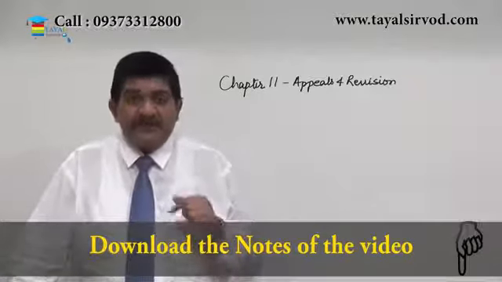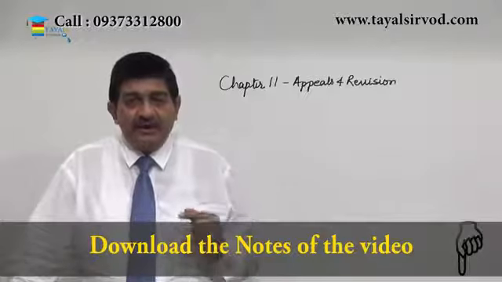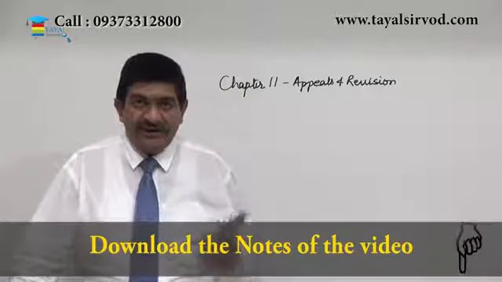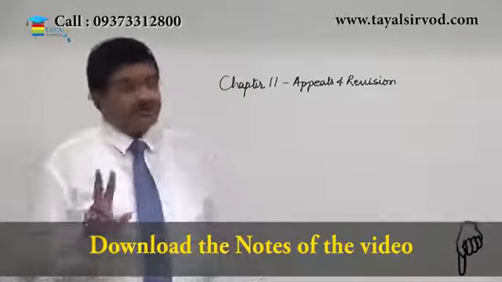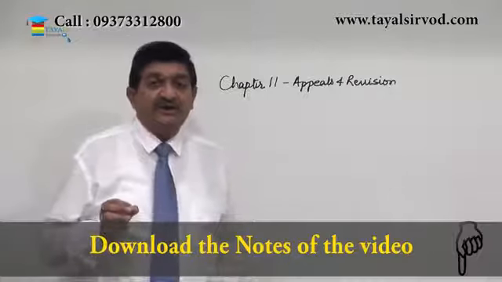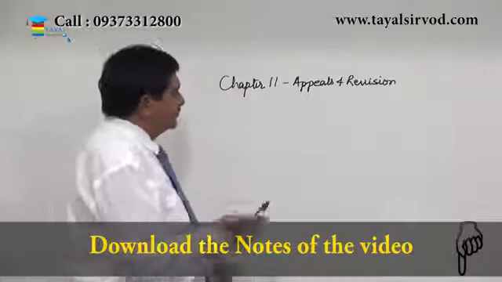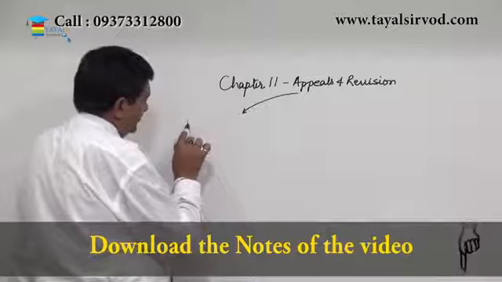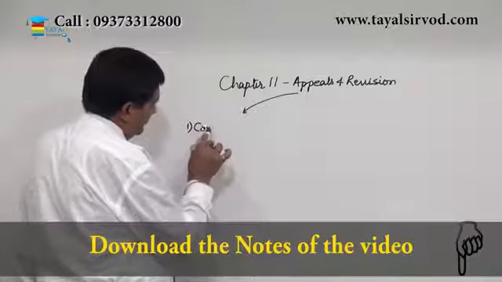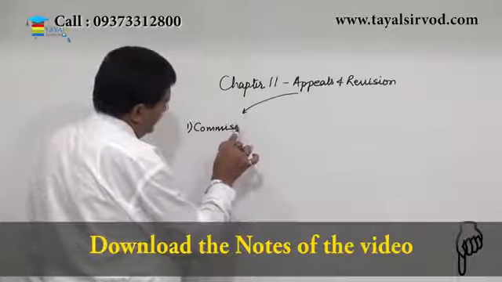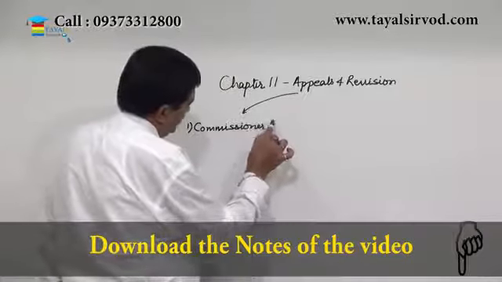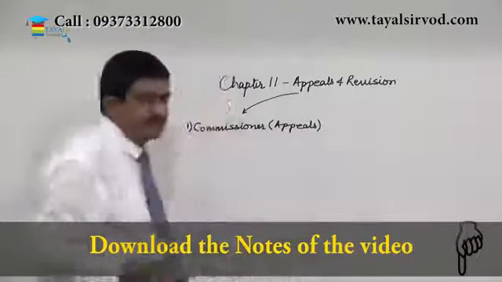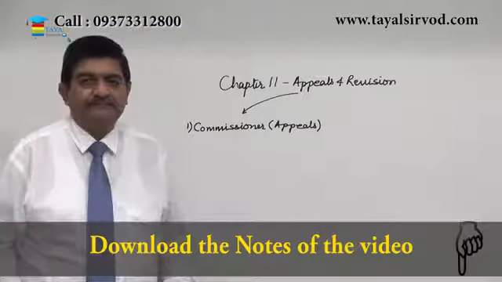And department can also file appeal for any error in the order itself. How does that happen? So there are two things, one is appeal and another is revision. For appeal purpose, we have different levels. First is Commissioner Appeals. This is the first level of appeal.